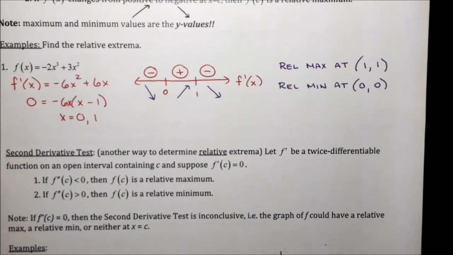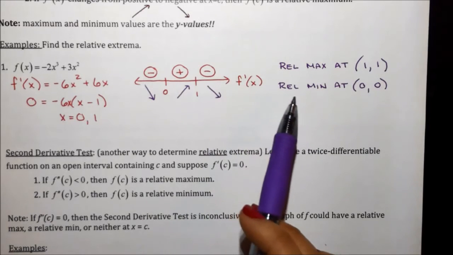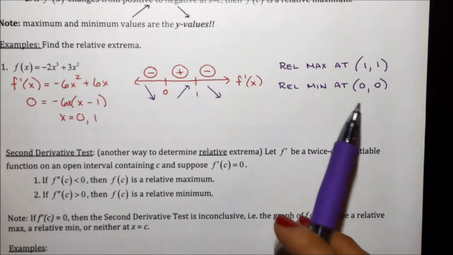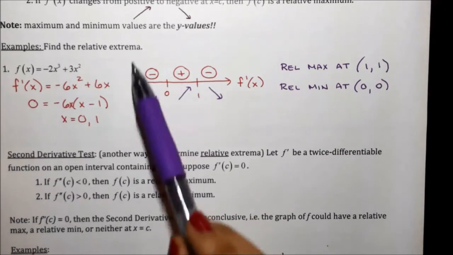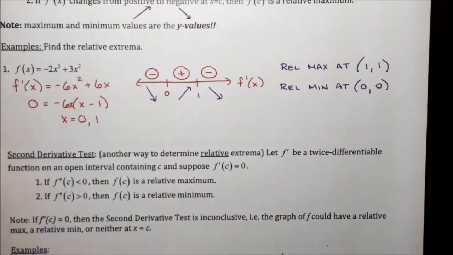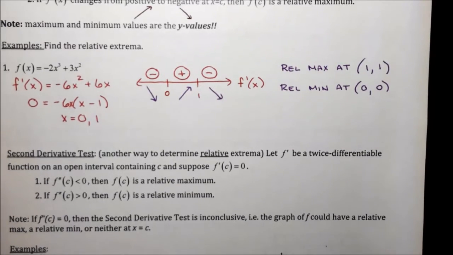Okay. It doesn't ask you to explain or justify your answer, so we don't have to write anything extra. But if it did say justify your answer, then you would want to explain this number line chart in full detail. Okay, so that's the first derivative test.